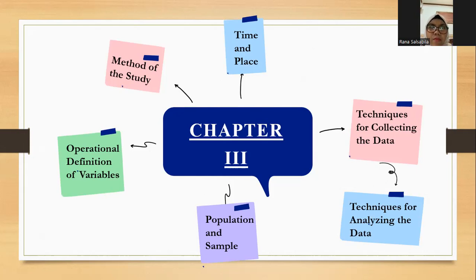But you're only mentioning this: time and place, method of the study, operational definition of variable, population and sample, and technique for analyzing the data. What I need you to do, chapter 3 consists of research methodology, right? Research methodology here is how you're going to complete and finish this research. That's enough, I guess, for your third chapter.